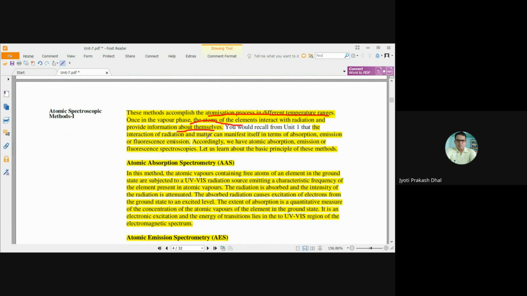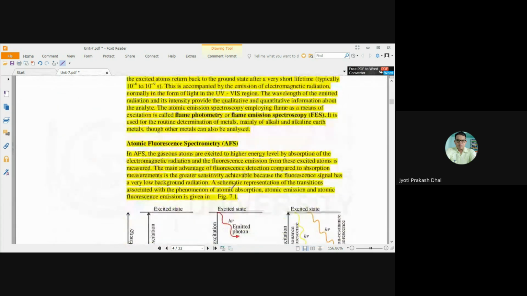The interaction of the radiation and the matter can manifest itself in terms of absorption, emission, and fluorescence emission. Accordingly, we have atomic absorption, emission, or fluorescence spectroscopy. That means electromagnetic radiation can interact with the matter so that it will undergo either absorption, emission or fluorescence emission. So the corresponding atomic spectroscopies are atomic absorption spectroscopy, AAS, atomic emission spectroscopy, AES, and the third one is atomic fluorescence spectroscopy, AFS.